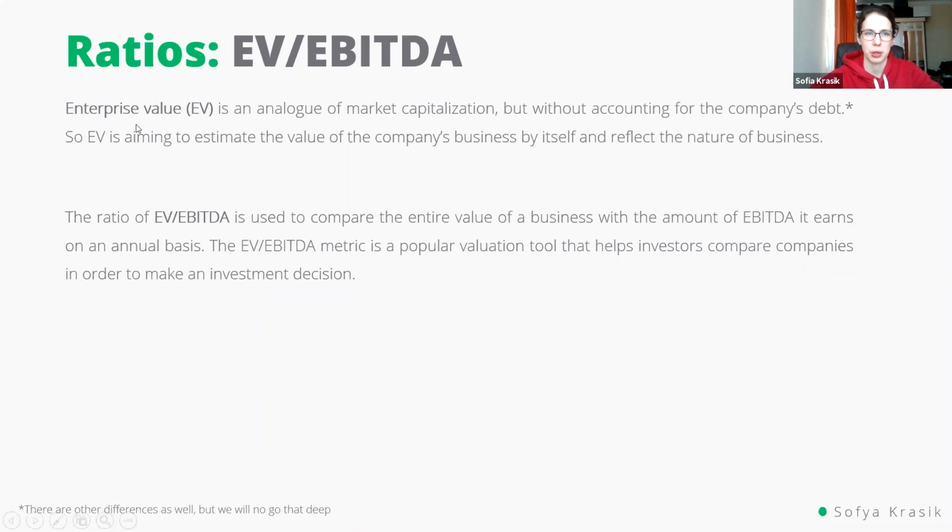EV stands for enterprise value. Put simply, enterprise value is some kind of analog of market capitalization, but it's not accounting for the company's debt. There are different nuances, but the main idea is that enterprise value is like market capitalization, but without accounting for the company's debt. Why can it be interesting?